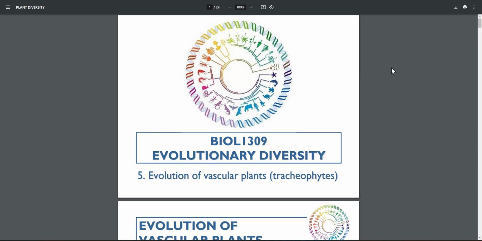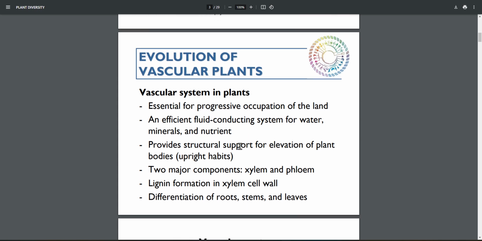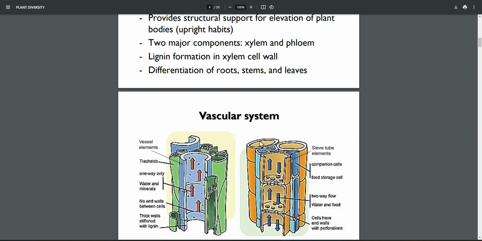We're going to cover quite a lot of things, including more life cycles as well as the basics of vascular plants. And obviously, first of all, we're going to get the xylem and phloem out of the way, the vascular systems. Last video, I briefly touched on the vascular system, so I'm not necessarily going to go through it in detail. Vascular system, essential for progressive occupation of land. You can look at it yourself.